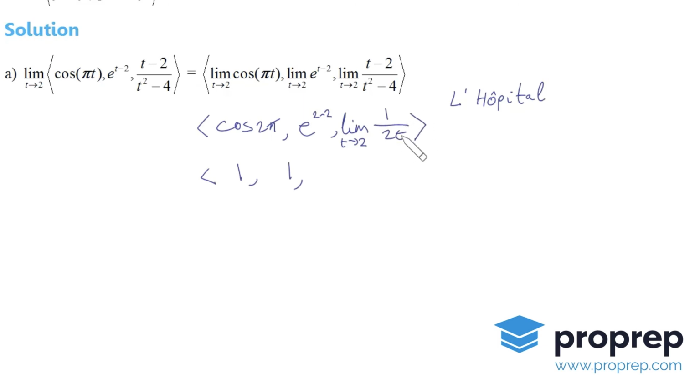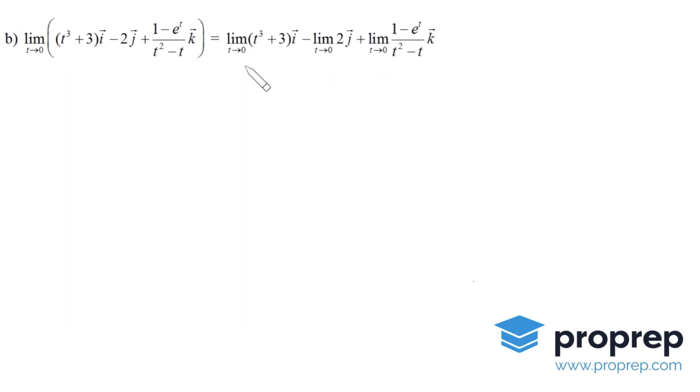Now, when t goes to 2, 2t goes to 4. I mean, there's no problems with this. This is continuous at t equals 2. It only has problems at 0. So it's 1 over 4, and that's the answer. This time, instead of the angular bracket notation, we have the IJK notation.